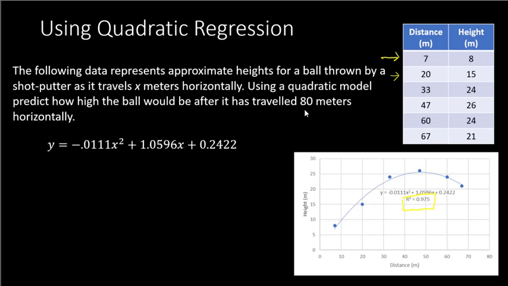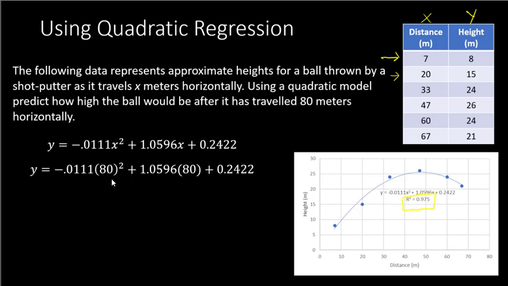So the horizontal distance of 80 meters, that is your x value, right? Because your x values were the horizontal distances, and then the height is your vertical distance. So what we can do is plug in 80 in place of x to figure out y, which is the vertical distance. All right, so we plug in 80 for x. We have negative 0.0111 times 80 squared plus 1.0596 times 80 plus 0.2422.